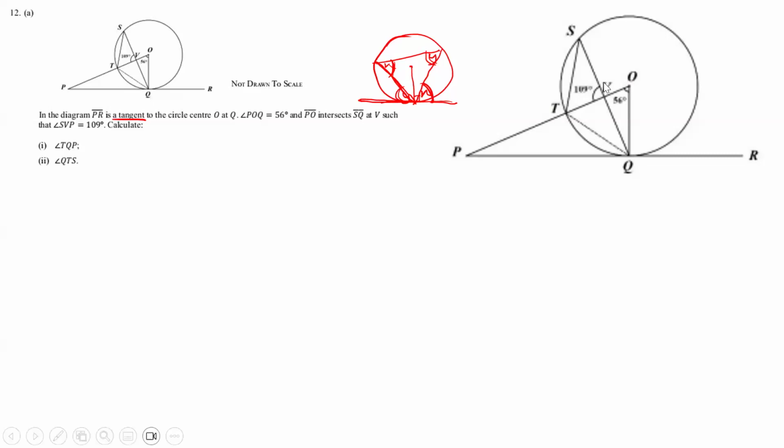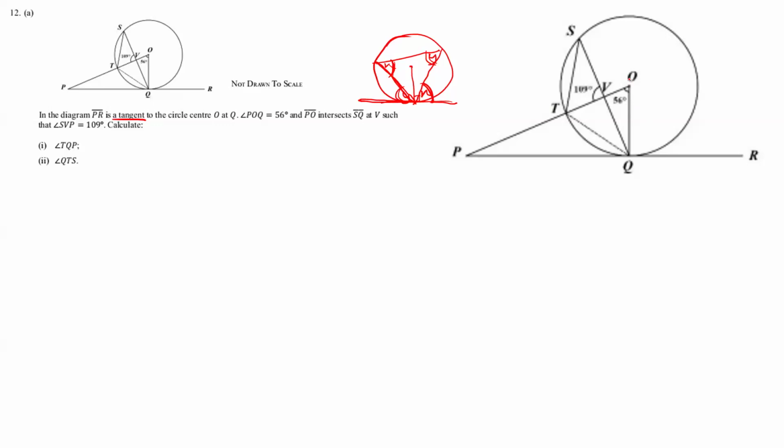However, triangle TOQ doesn't have all its vertices at the circumference. You have one of them at the center. So the alternate segment theorem will not work for it. The other triangle, TSQ, has all its vertices at the circumference. So you can use that one to bring out the angles in the alternate segment theorem. Is that clear? Yes, please. My professors, are you with me? Okay, so this is it.